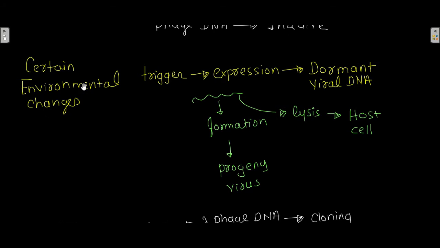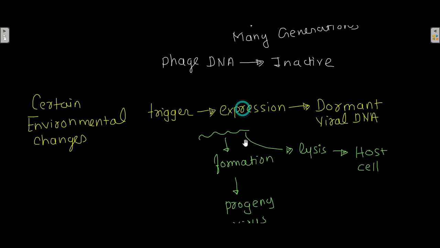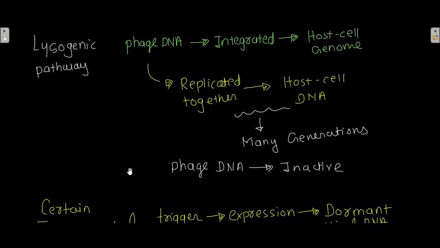But if certain environmental changes happen, those changes trigger the expression of that dormant viral DNA. Once it is expressed, there is formation of progeny viruses, and then there is lysis of the host cell. So virus production by the lysogenic pathway takes considerably more time compared to the lytic cycle.